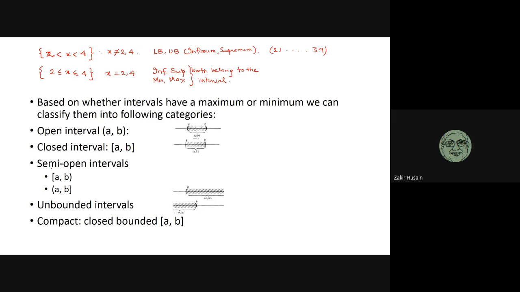Similarly, we can have semi-open intervals. Using these 2 and 4, can you tell me what is a semi-open interval? How do we write this one? Less than 2 is less than x and x is less than or equal to 4. Sorry, just a minute. One side will be open and another side will be closed.